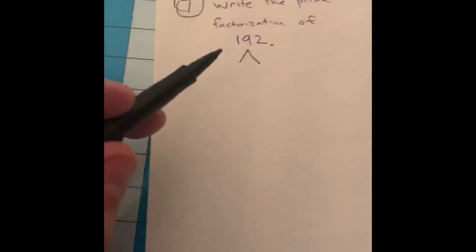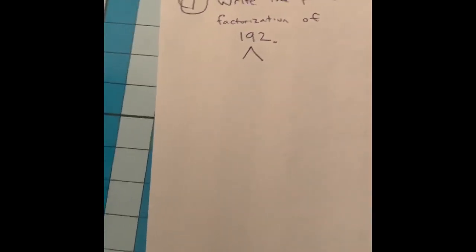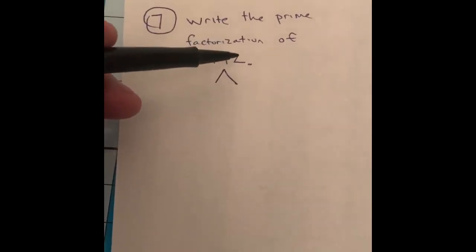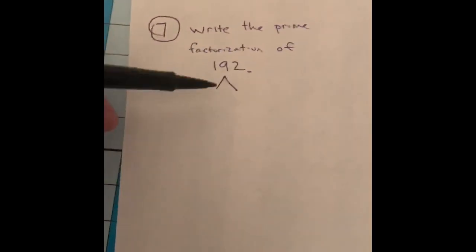On number 7, I'm asking you to write the prime factorization. The way we find the prime factorization is by breaking down this number until we only have prime numbers left. The first thing I'm going to look at is that this number is even, so I can divide by 2. To find the two factors, I'm going to do division: 192 divided by 2.